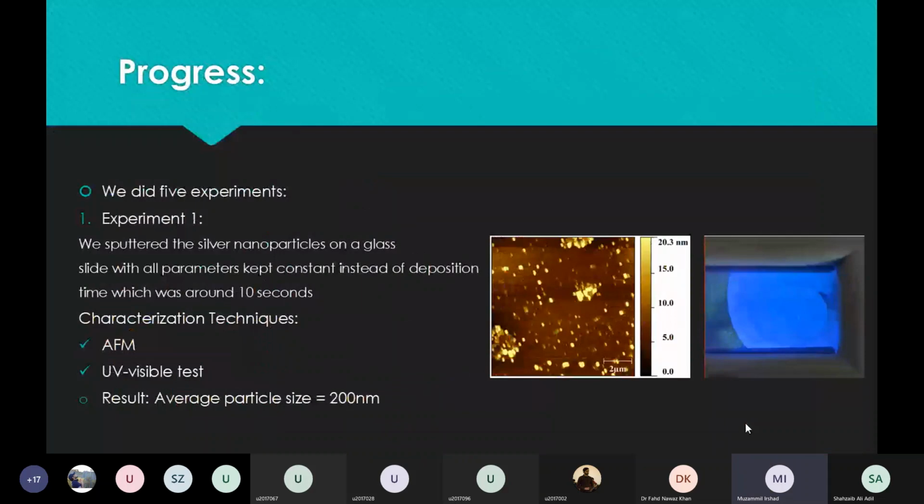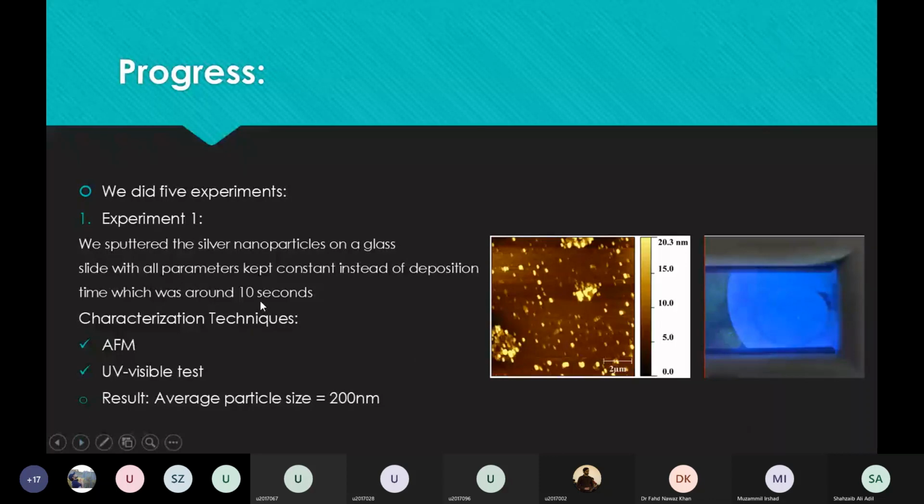Yes, please. Okay, so I will tell you about our progress so far. We have done 5 experiments so far. In the first experiment, we did our first approach, which was using DC magnetron sputtering, sputtering silver nanoparticles directly onto a glass slide. We kept all the parameters constant, such as voltage, pressure, etc., but only changed one parameter, which was the deposition time. In our first experiment, the deposition time was kept around 10 seconds.